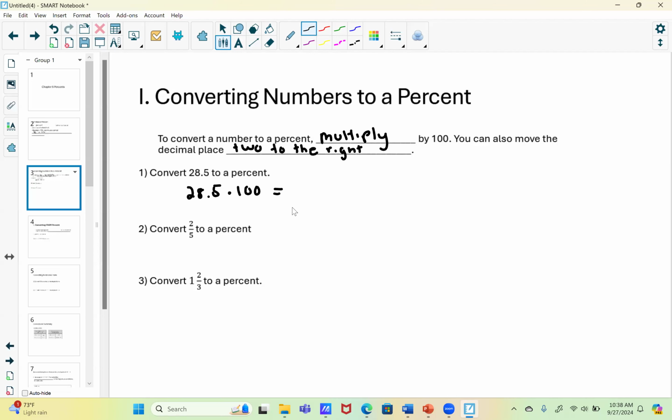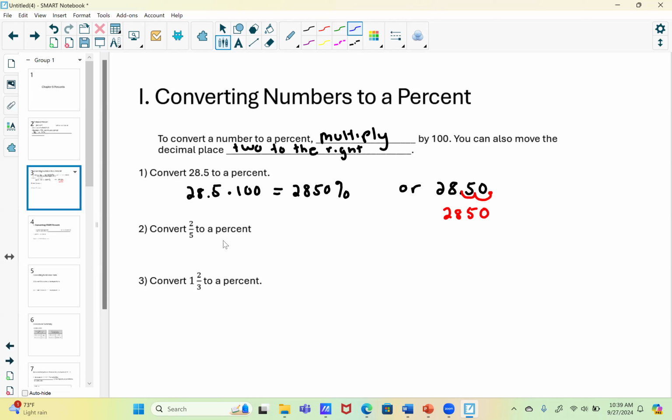So you can either do this in your calculator. If you do that, you get 2850, and then we put a percent. Or again, you could also move the decimal place 2 places to the right, and that also gives me 2850. And then you can write the percent, but we often don't write the decimal after it if there are no decimal places. So we can do it for a decimal, we can do it for a whole number, we can also do it for a fraction.